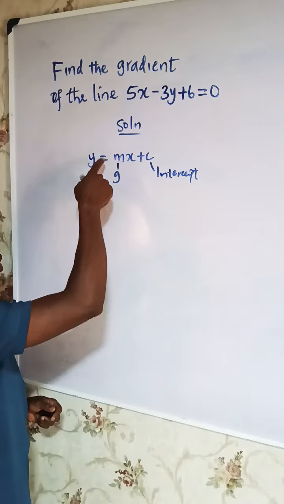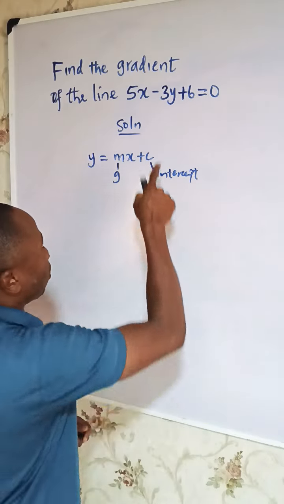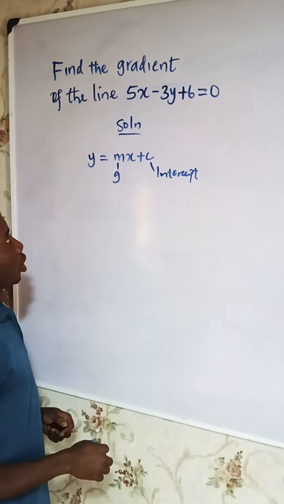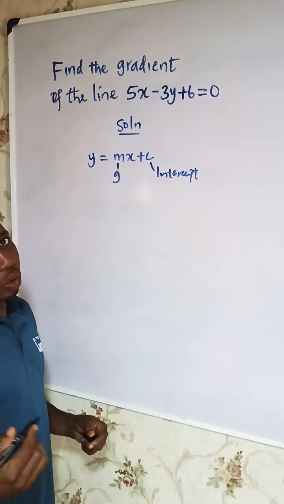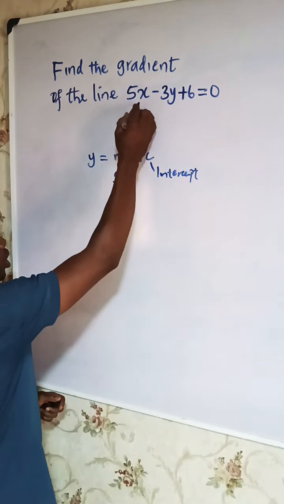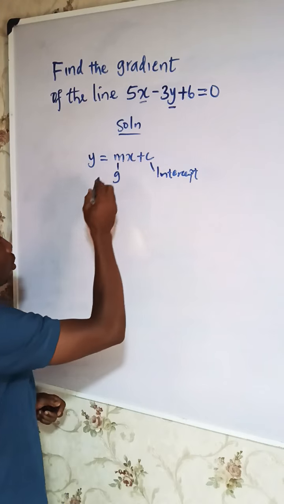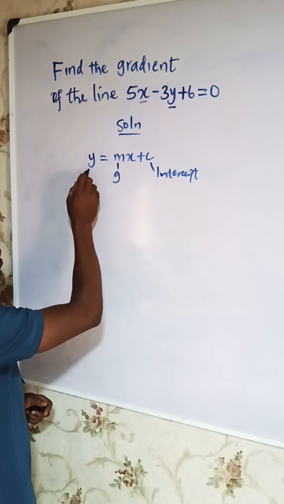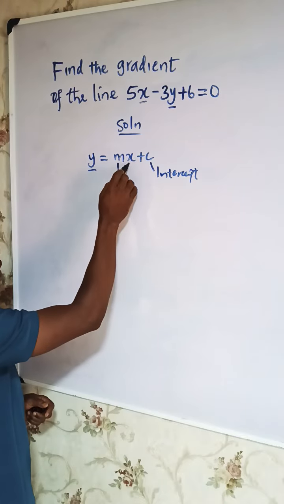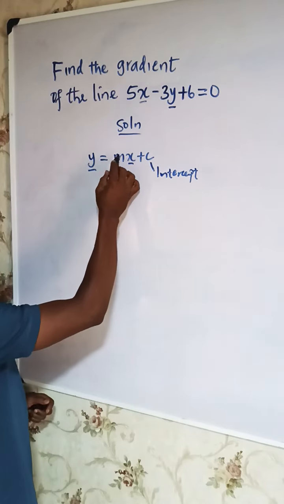We're only after the gradient because the question asks us to find the gradient of this line. The line is also called a straight line, okay? Because you can see that we have x here, we have y here, just as it is in the straight line equation. We have x, we have y, and then we have x here. So this is what we need to find.